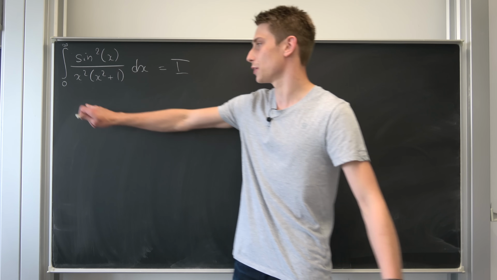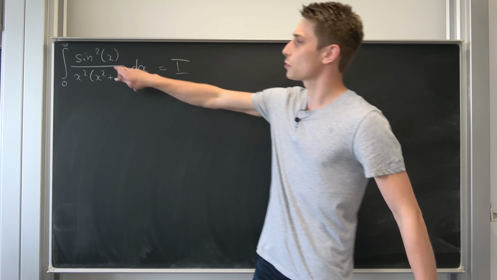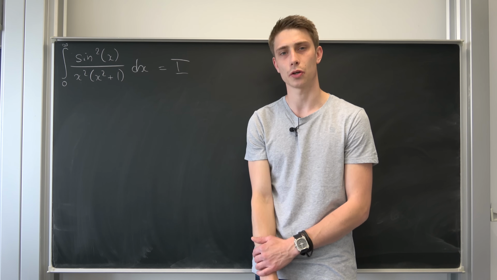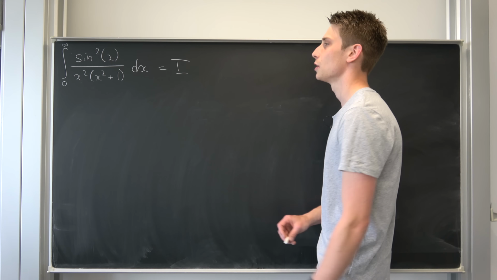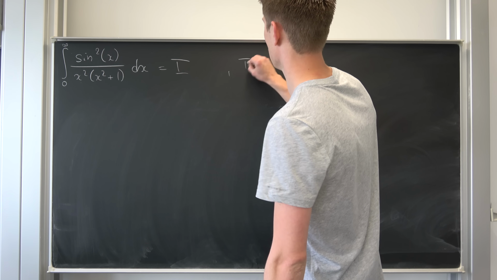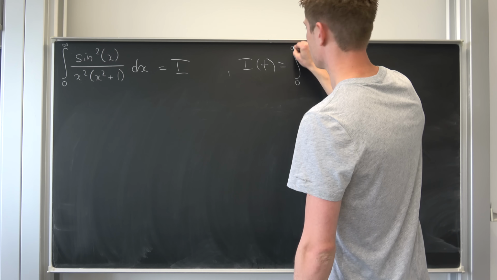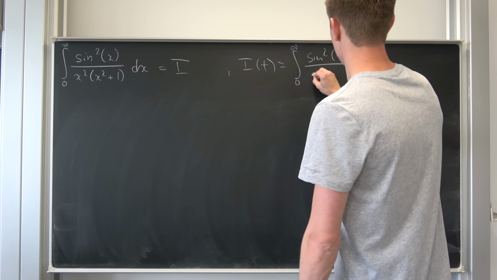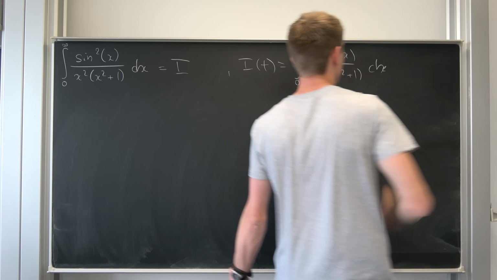The good thing is we're integrating from 0 to infinity, so that's quite nice. Let's introduce a new parameter right here, t. Without any restrictions, we are going to assume it's strictly greater than 0. It's the unit of time, let's say it like that. So I in terms of t is now the improper integral from 0 to infinity of sine squared of t times x over x squared plus 1 dx.